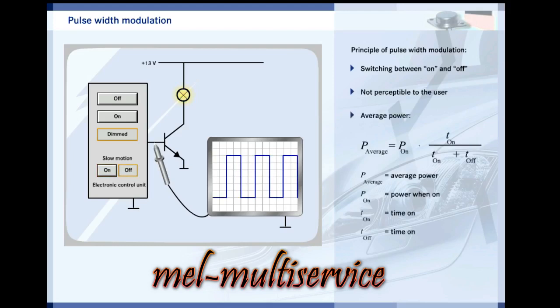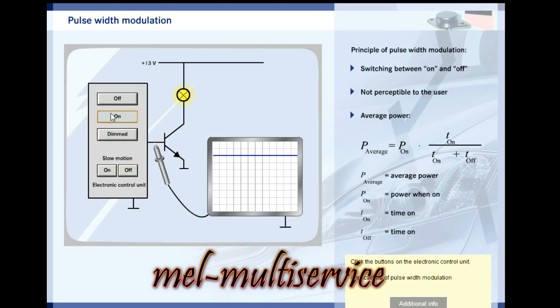The ratio of the on and off times determines the average power of the load. Try it out yourself by clicking the buttons on the electronic control unit. Click the link to find out about other applications of pulse width modulation.